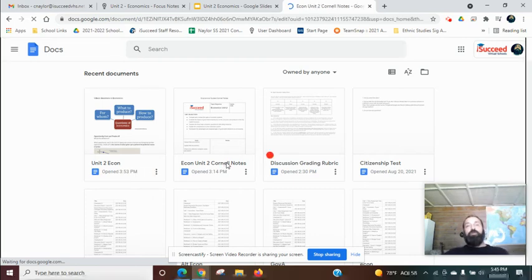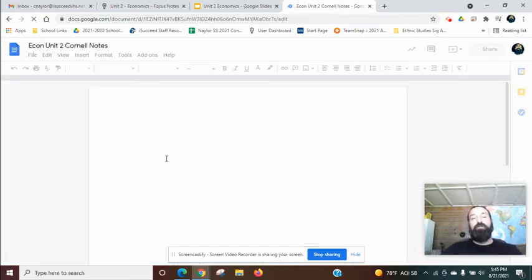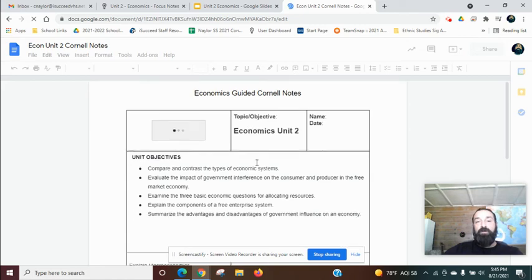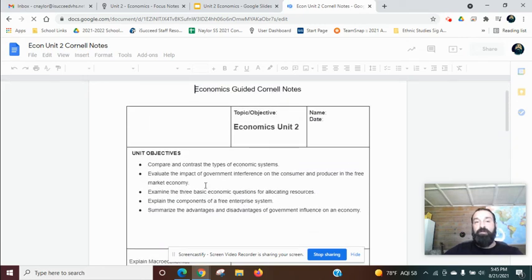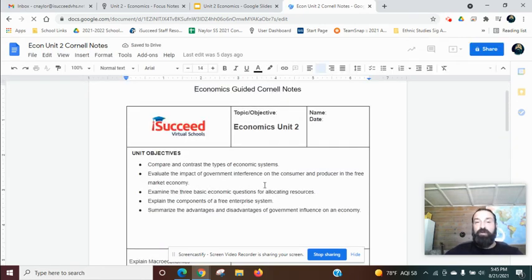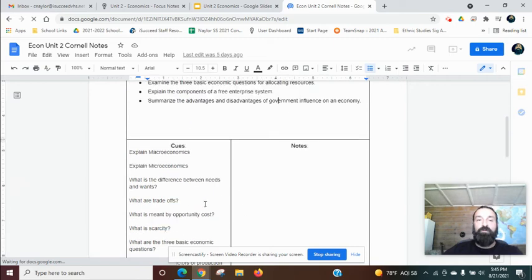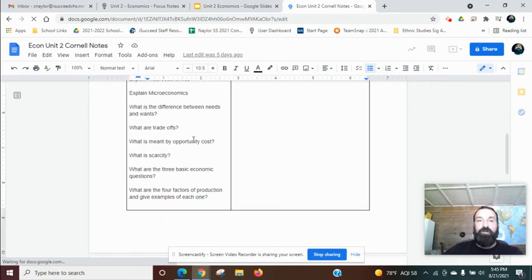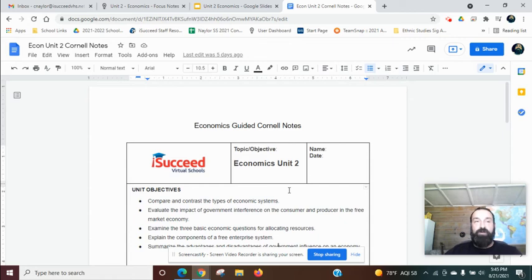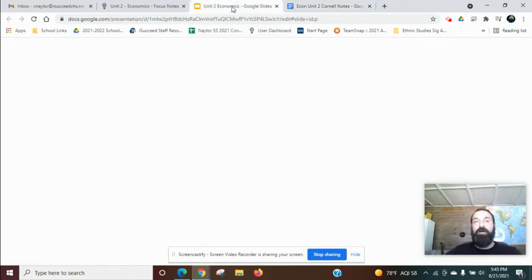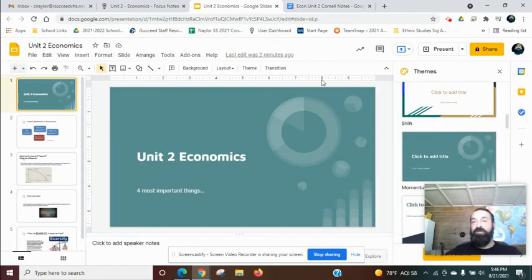Anyway, these are your Cornell notes here, and this is what this looks like. And so these are the concepts we're going to talk about today. We're going to talk about three basic economic questions for allocating resources. We're going to talk about needs and wants. We are going to talk about the difference between trade-offs and opportunity cost, and we're going to talk about scarcity. Those four things. So, if you have your Cornell notes, pull those out right now, and we'll work on those if you haven't done it already.